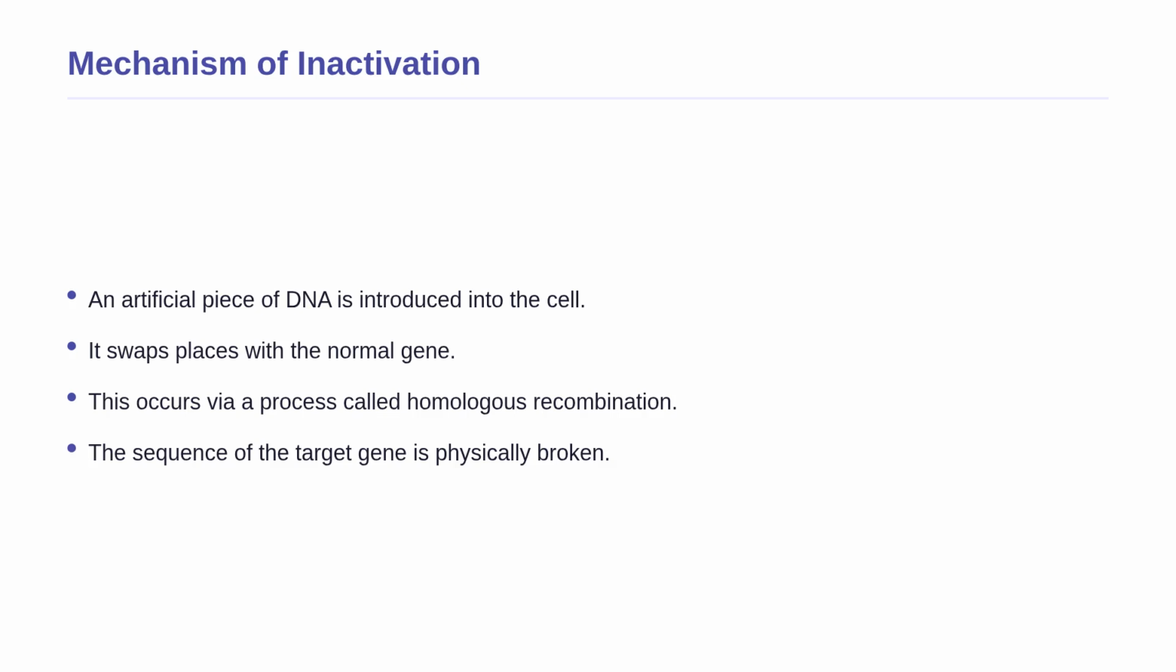Building on that definition, how exactly do scientists achieve this gene disruption? The inactivation is achieved by introducing an artificial piece of DNA into the cells. This artificial DNA swaps places with the normal gene through a natural cellular process called homologous recombination. When the artificial DNA inserts itself into the mouse's genome, it physically breaks the sequence of the target gene. This disruption renders the original gene completely non-functional. It is a highly precise biological cut-and-paste operation that ensures the target gene is permanently disabled in those cells.